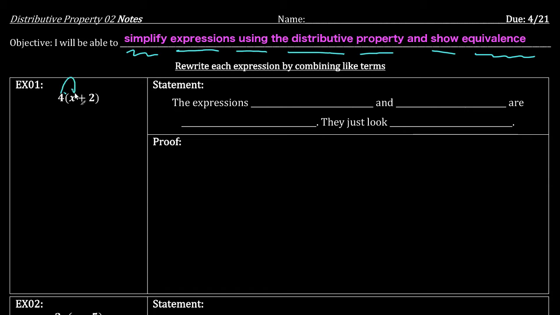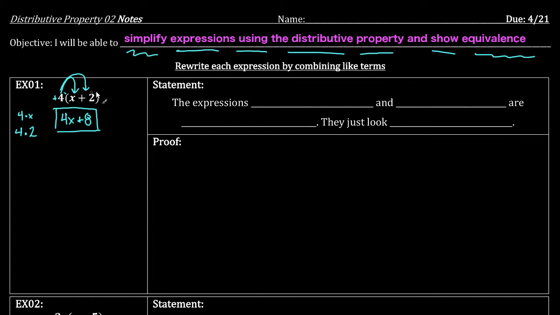So 4 times x is 4x. So once again, a positive times a positive is a positive. 4 times 2 is 8. So remember, we're multiplying 4 times 2, and we get positive 8. So plus 8.